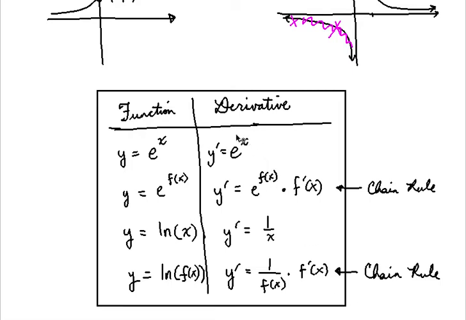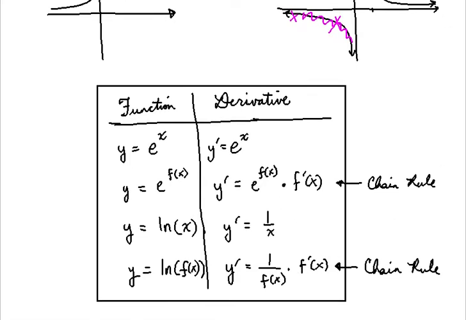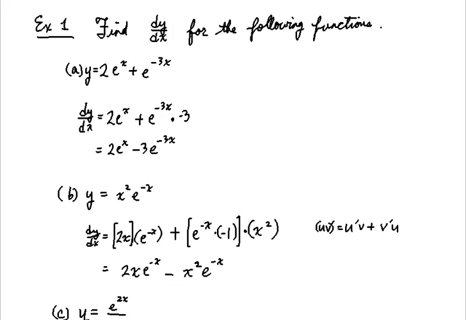All right, so just notice the pattern. E to the x here looks similar to e to the f of x, and 1 over x here looks like 1 over f of x. Okay, so that's when we apply the chain rule. So let's try some examples here.